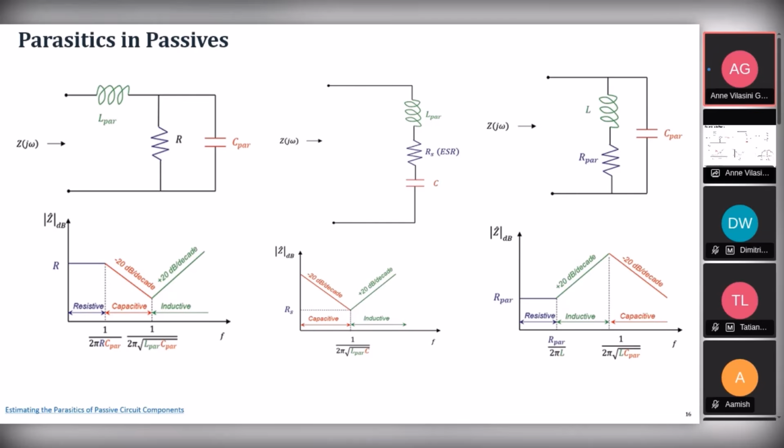So the key takeaway from this slide is every passive has a frequency where it is flipping its behavior and it stops doing its job. So that is why when I say a passive is not just a value, you have to know how it behaves across the frequency and not just what is printed on the data sheet.